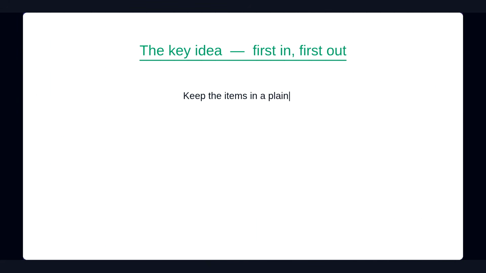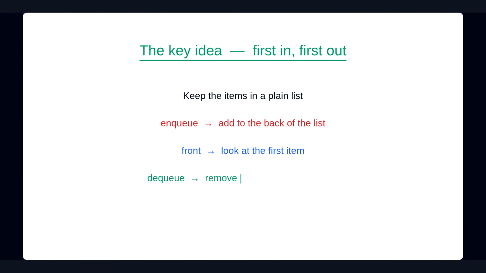Here is the idea. We hold the items in an ordinary list, adding new arrivals at the back and taking people off from the front. To enqueue, we append to the end. To read the front, we peek at the first item. To dequeue, we remove that first item and return it. Because we add at one end and remove at the other, the earliest arrival always leaves first, which is exactly the first in, first out order.